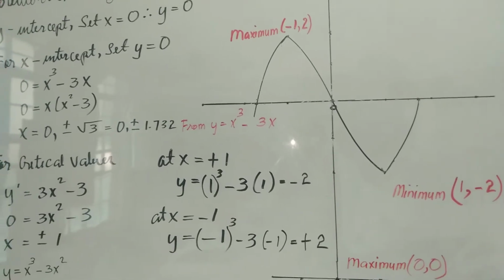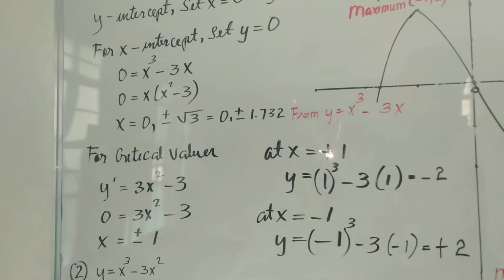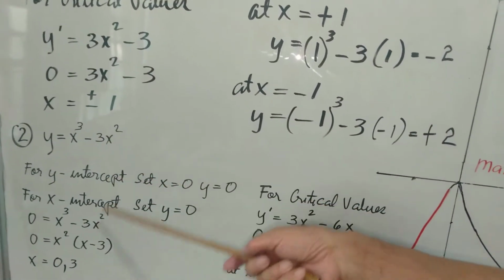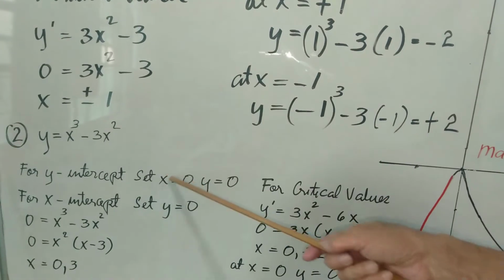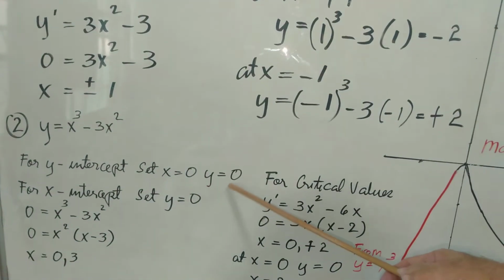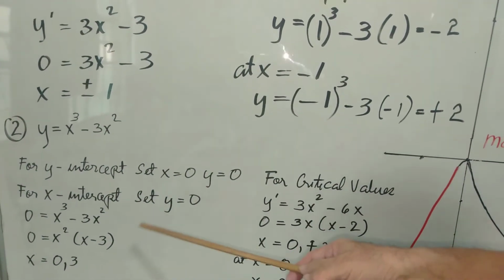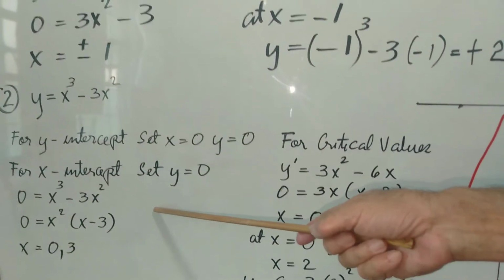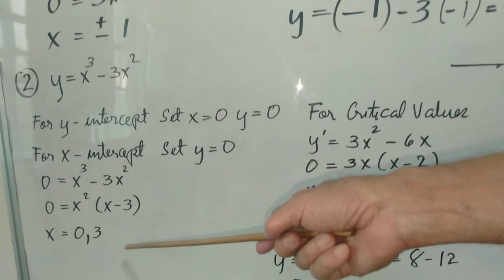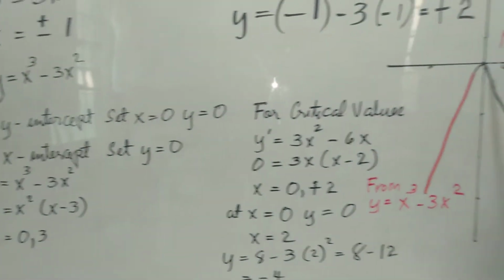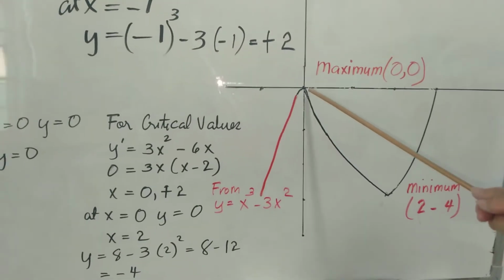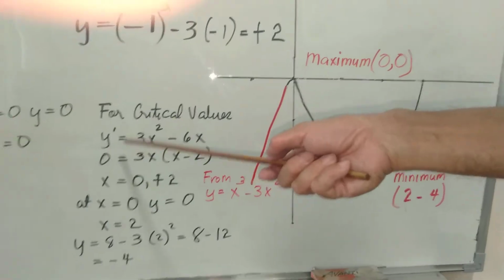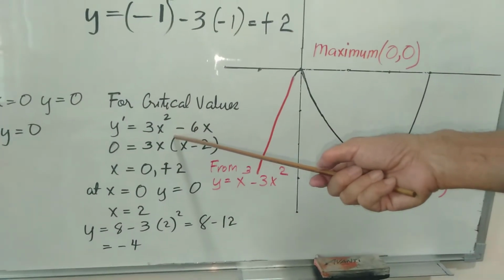So we get another polynomial, y equals x cubed minus 3x squared. And we get again the y-intercept. We set x to be 0, and we get y equal to 0. And for the x-intercept, we set y to 0, and we get 0 and 3. So we have two x-intercepts.